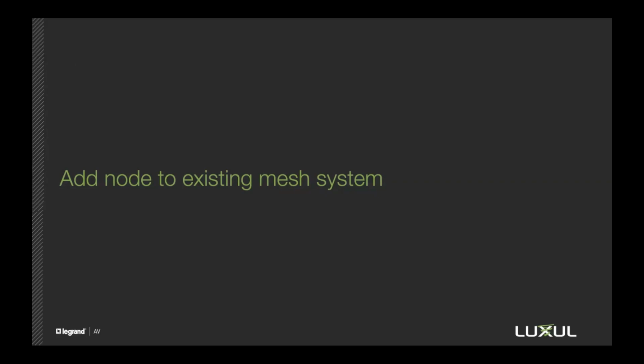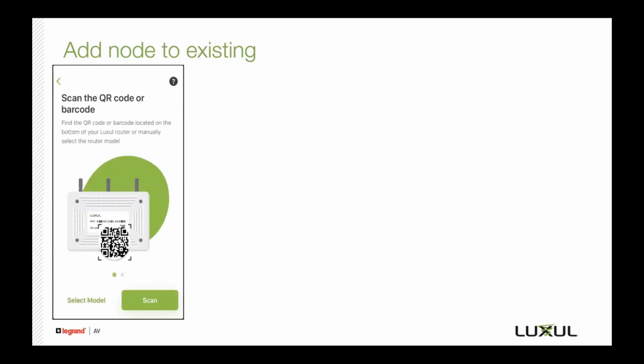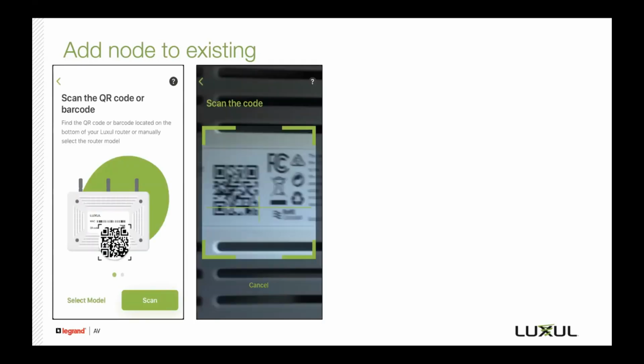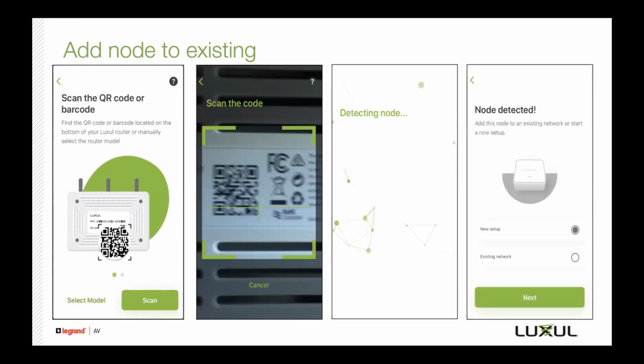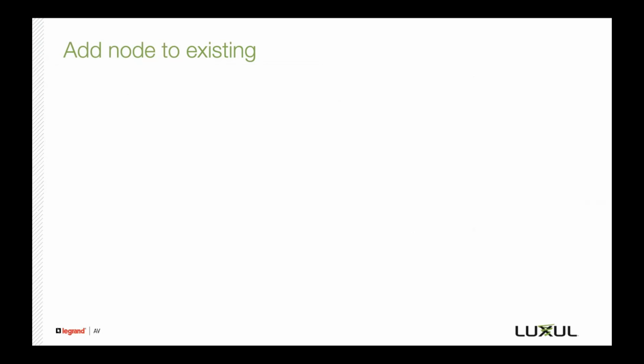You can certainly add a node to an existing system. You do not have to set up or factory default any of the nodes. You don't have to start from scratch or from ground zero. You just go in and add the node. So it's the same process as you could probably imagine. You bring up the app, you scan the barcode, it asks you if you're going to do a new or an existing setup. And in this case, of course, you do existing, which means I'm going to just add this node to a system that's already there.